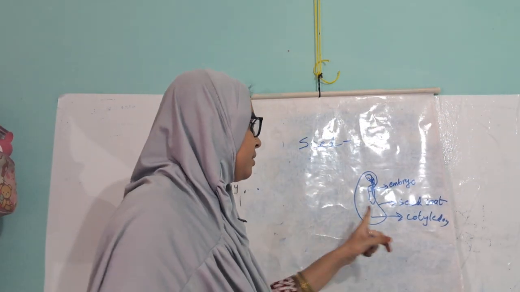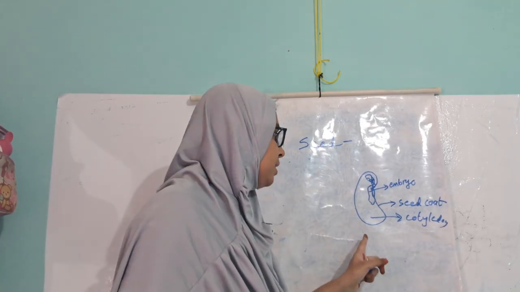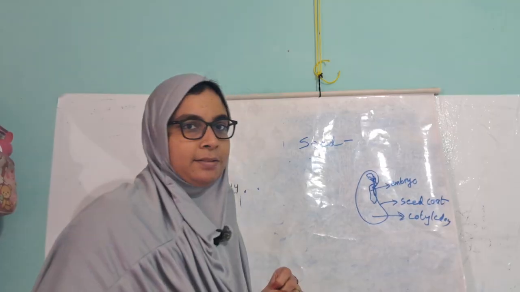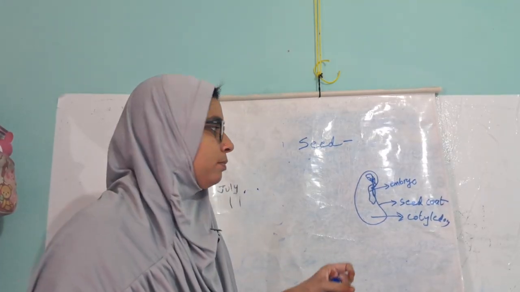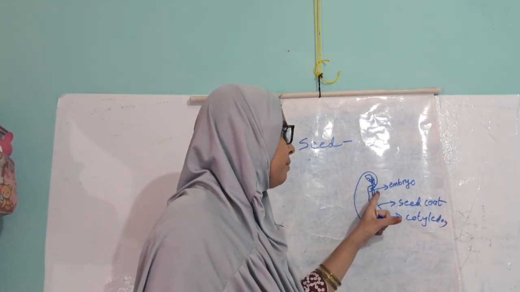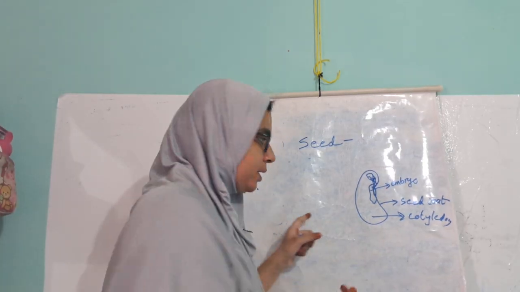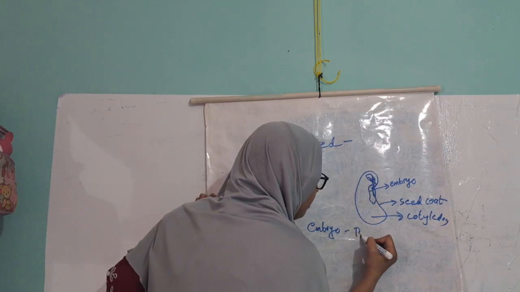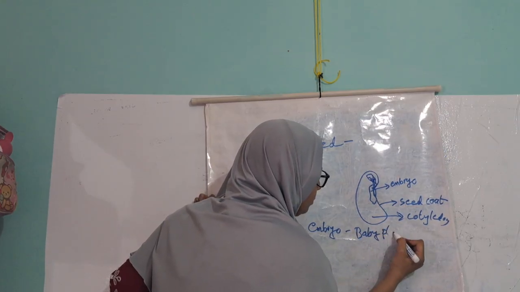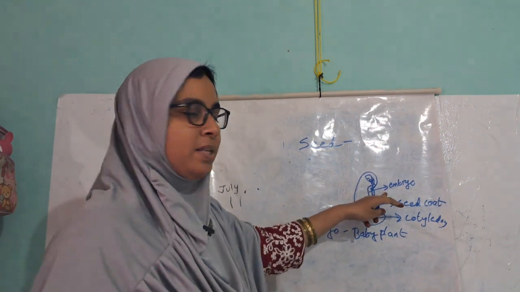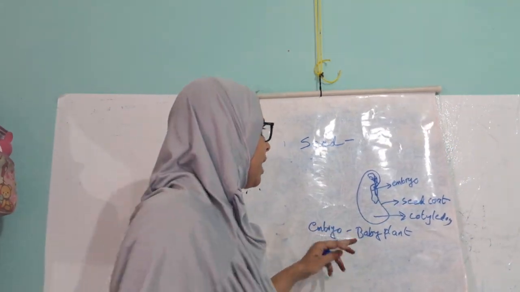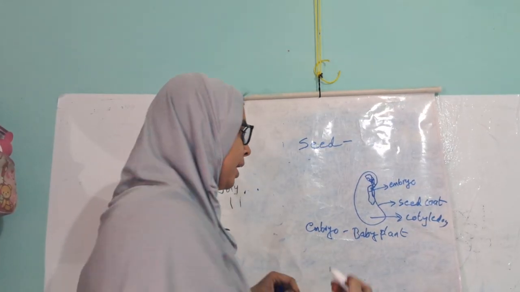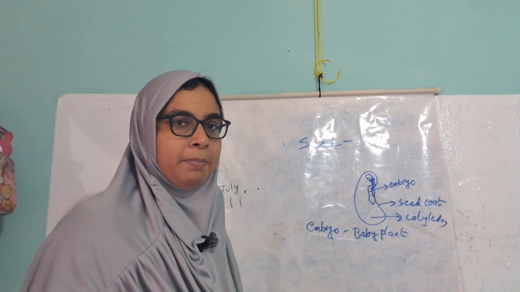A seed has a seed coat. Why? To protect the baby plant. Seed has a seed coat and it has an embryo. Embryo means baby plant. Here embryo means baby plant and it is protected by a seed coat. Seed is protected by a seed coat and it has an embryo which is called a baby plant.